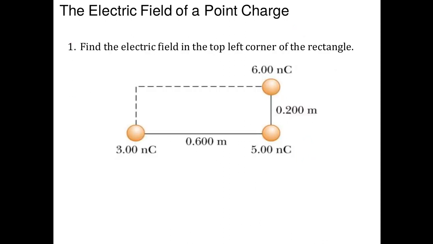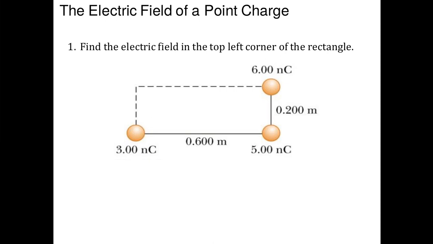So let's do an electric field calculation. We've got 3 point charges. I don't see any negative signs, so I'm going to assume they're all positive charges. Remember that electric field is a vector, so we're still going to have to split it up into its x and y components, find the magnitude, direction, all that stuff.